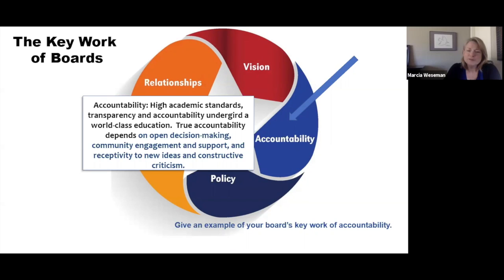So for yourself and as members of a larger board, can you think of an example of your work in accountability, and how has that work impacted your district? This is a good time to pause the recording, reflect, and discuss with your fellow board members your example and the impact it has had on your district.